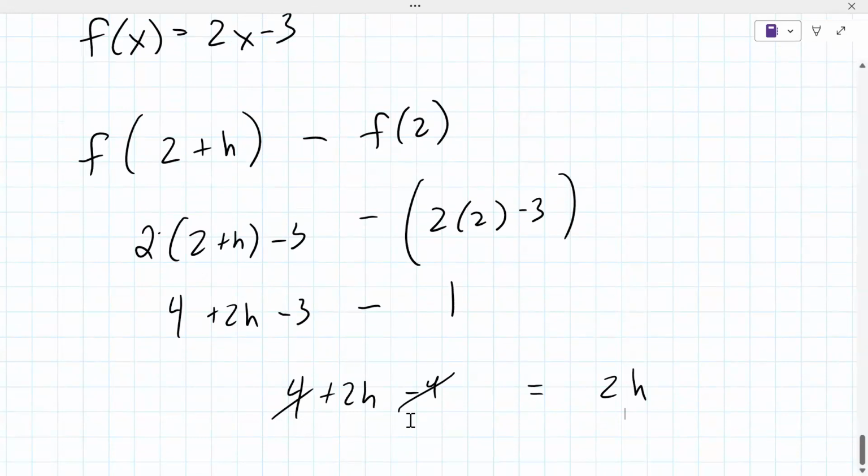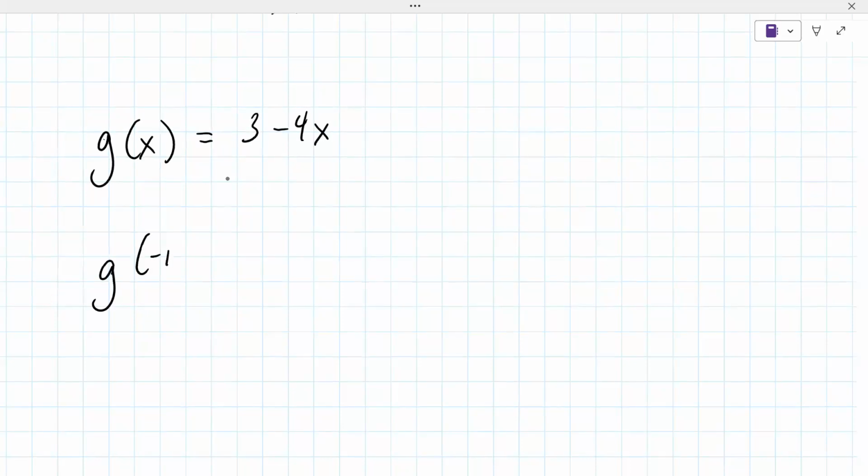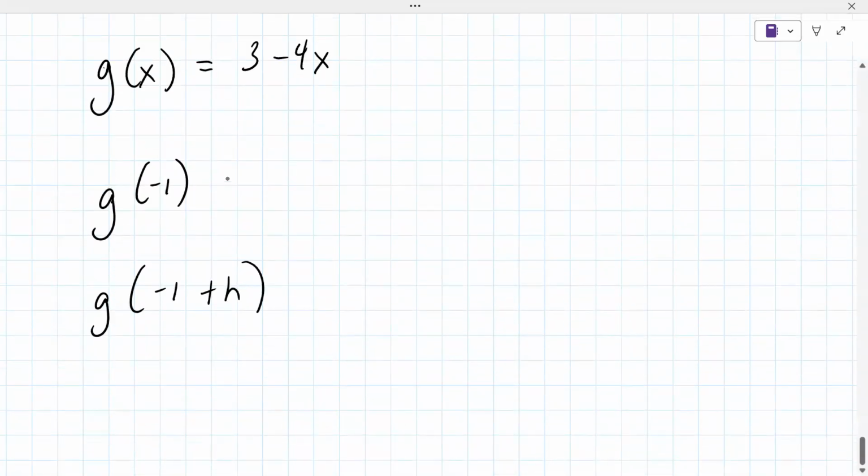All right, let's try another one here. Let's say, mostly they use g of x. So g of x equals 3 minus 4x. Find g of -1, then find g of -1 plus h. And then ultimately we want to do g of -1 plus h minus g of -1.